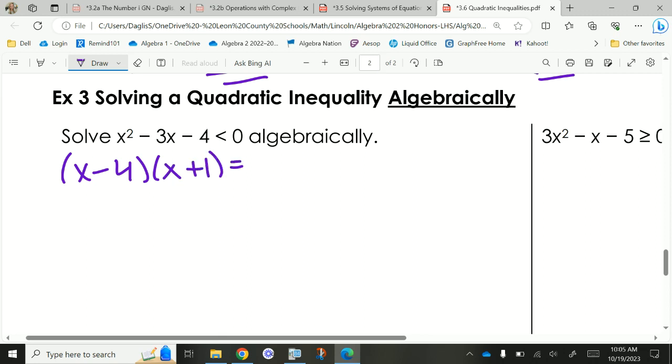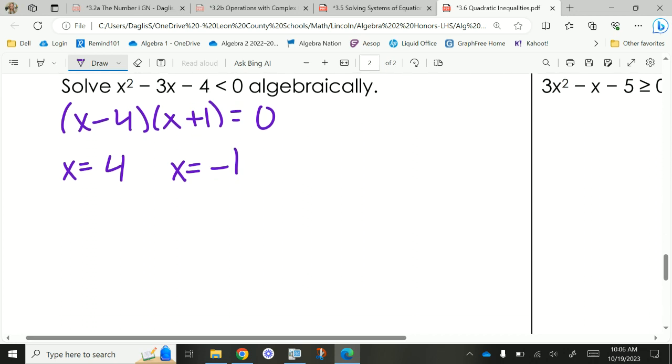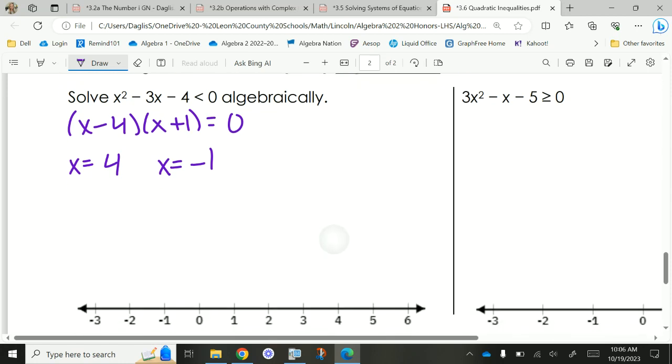When we're solving, we make it equal to 0. The less than symbol comes into play when we actually graph them. Right now we're just finding where my points are. All right, so we have x equals 4 and x equals -1. So when I plot those points, because of the symbol, will they get open or closed points? They will be open. So -1 and 4.